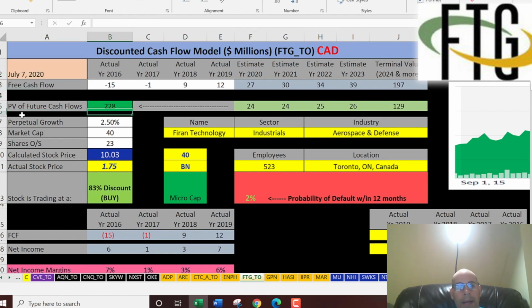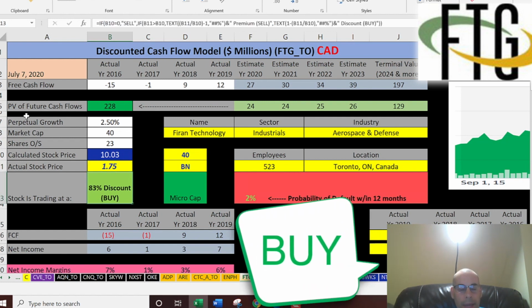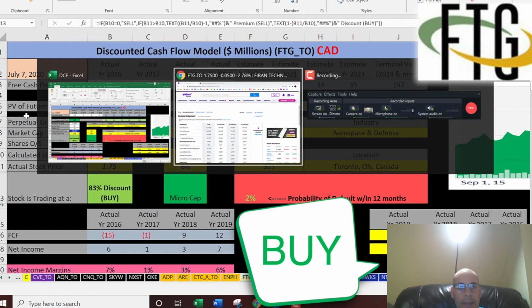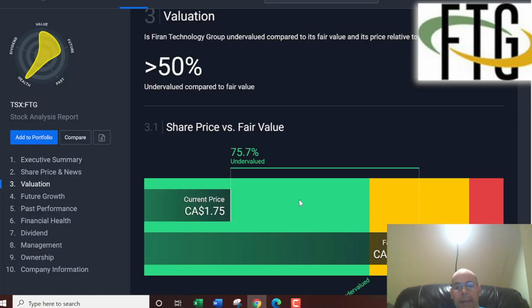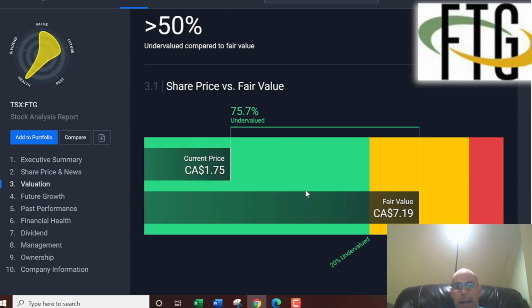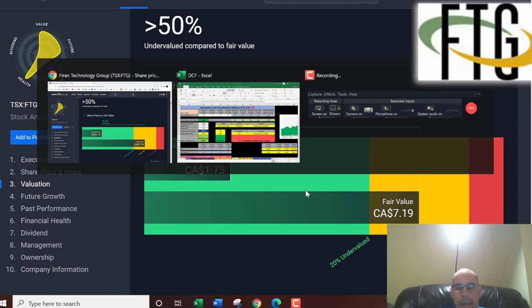And we divide that by 23 million shares, and we get a stock price of $10.03. It's actually trading at $1.75, so it's trading at an 83% discount, so it's a buy according to the model. Let's see what Simply Wall Street values the company at. They're at $7.19, so they're also saying it's a buy, a little less than what I value them at.